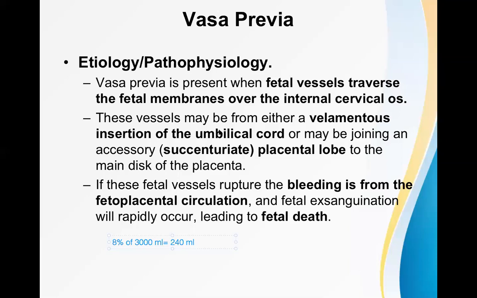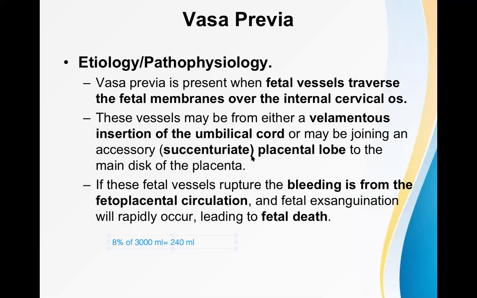These blood vessels may be from either a velamentous insertion of the umbilical cord or maybe joining an accessory lobe, which is known as succenturiate placental lobe, to the main disc of the placenta. Now, if you recall, the succenturiate lobe we have already discussed before. This is one extra lobe of the placenta which is inserted a little bit far away from the main placenta. So it is one extra piece of placental tissue somewhere, and it is connected with a blood vessel definitely. Okay, so this is the meaning.